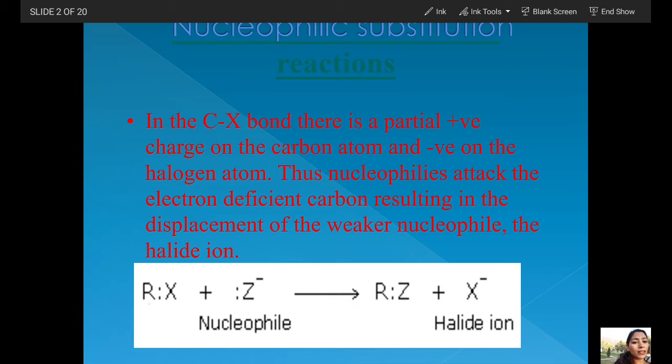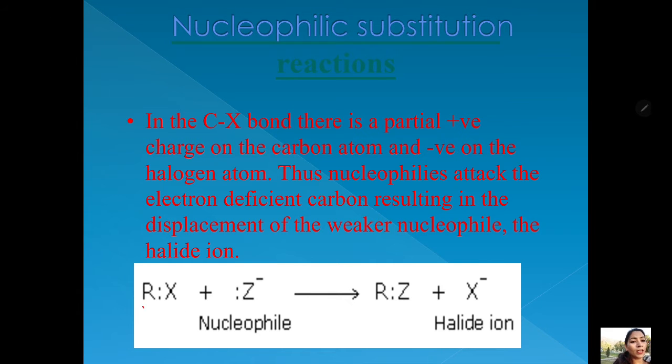Suppose this is a reagent RX. When a nucleophile is attacking, what is a nucleophile? One who has love for the nucleus, meaning it has a negative charge and wants affection for the positive charge. So it will attack the positive part of the substrate. So the halogen will be replaced from here, so R-Nu will form and the halide will be released.